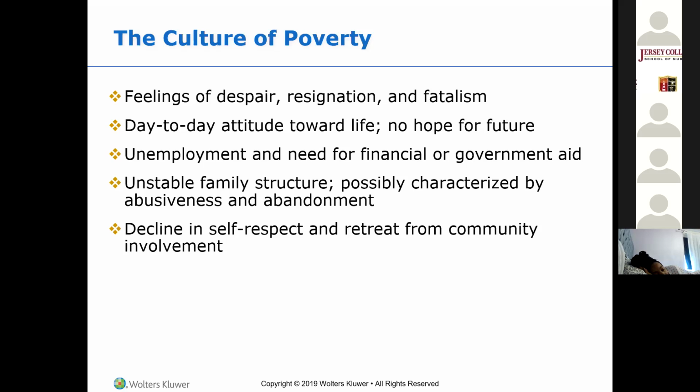Unstable family structures. With this, we talk about things like abuse. It could be verbal abuse. It could be things like neglect. It could be abandonment. The parents could be working people and be just abusive. Parents could have a substance abuse problem. There could be domestic violence. So it can happen in a number of ways.